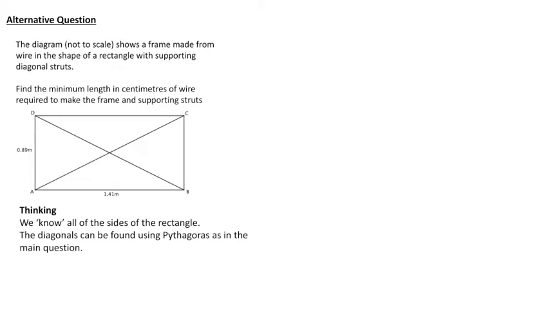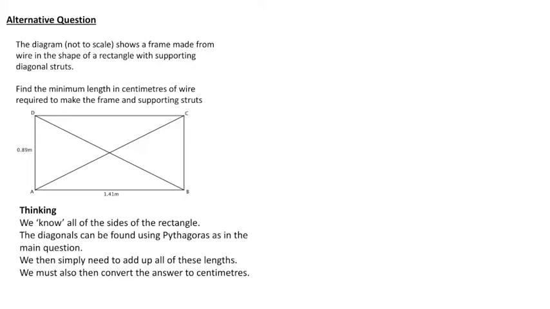And the diagonals can be found using Pythagoras as in the main question. So once we've done that calculation, then all we would do is add up all the lengths. And then finally we've got to be careful because it does specify the minimum length in centimetres, so we must make sure we convert to that at the end because the lengths given are in meters.